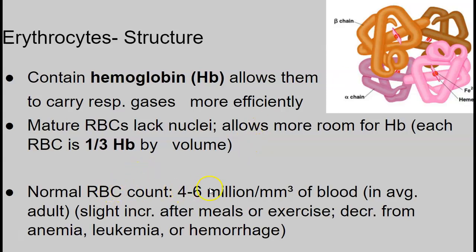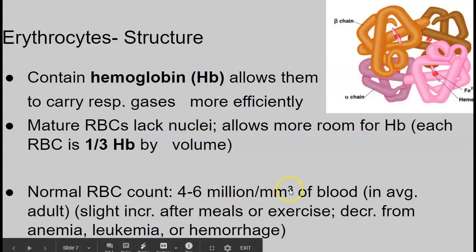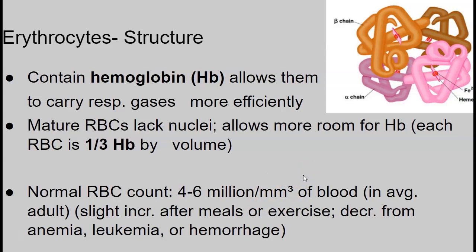The normal red blood cell count is about 4 to 6 million red blood cells per millimeter cubed of blood. So that's a small amount of blood, a millimeter by a millimeter by a millimeter, a little tiny cube. That's 4 to 6 million red blood cells. Now, that number doesn't mean anything to you right now, but as we go through the other types of blood cells, you'll see that the red blood cells are a lot. There's a lot of them compared to the other types of blood cells. We have way more red blood cells than any other type of blood cell.